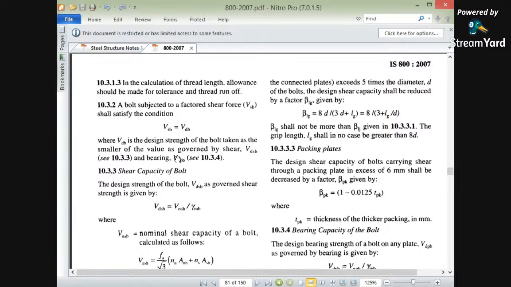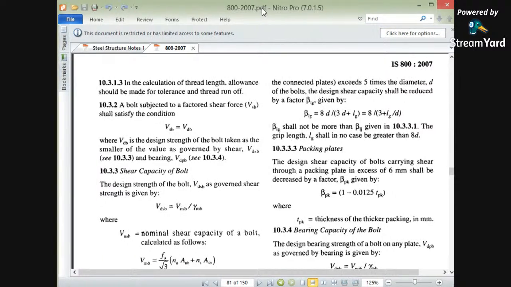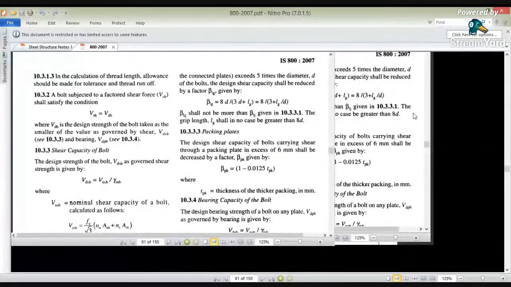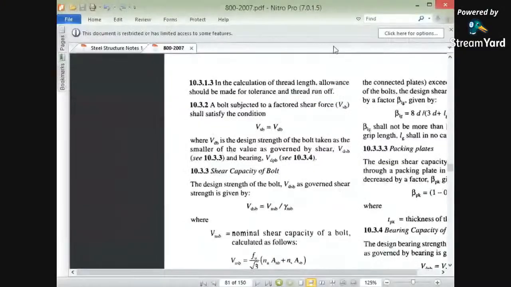That is page number 75. From page number 75, first we have to find out these two things, and the smaller value of the shear and bearing will be the bolt value. On page number 75, that is clause number 10.3.3, first we have to find out the shear strength of bolt, that is the shear capacity of bolt, and then we have to find out the bearing capacity of bolt. These things we have already discussed in the previous lectures.